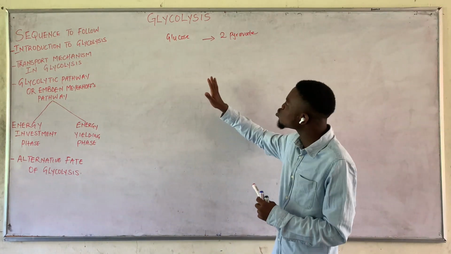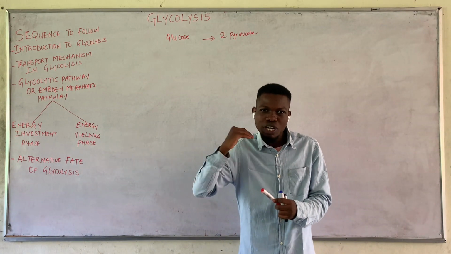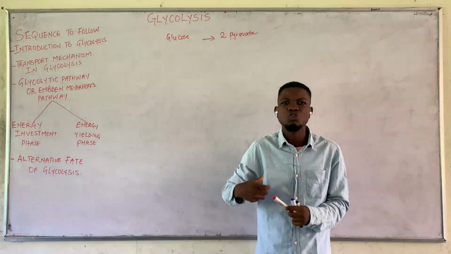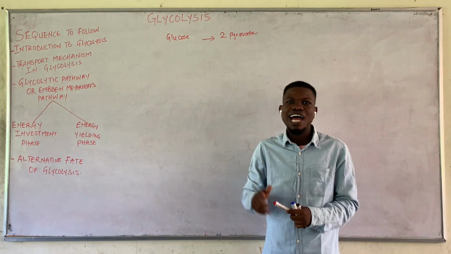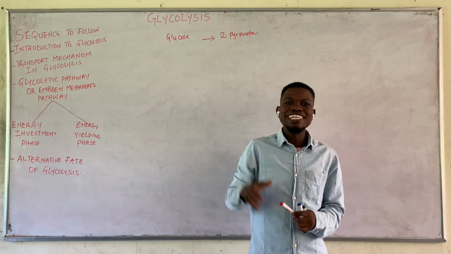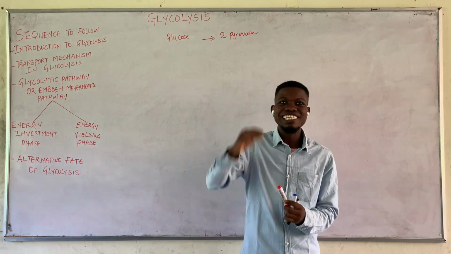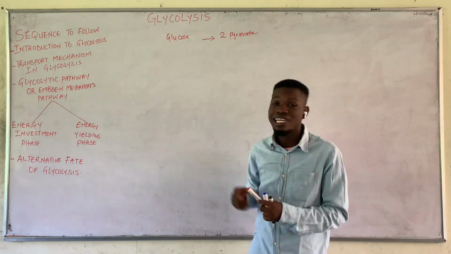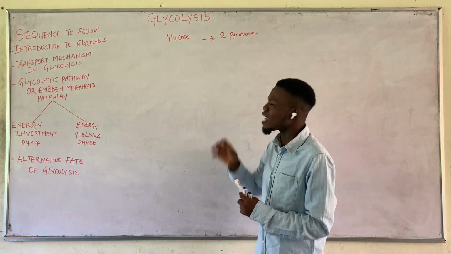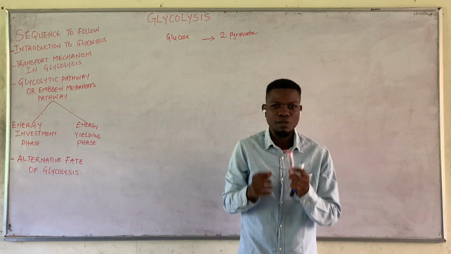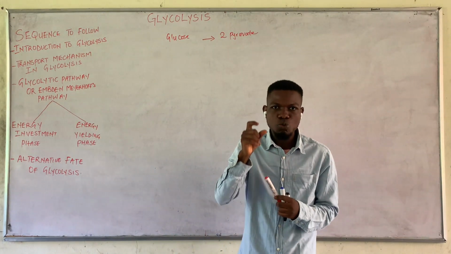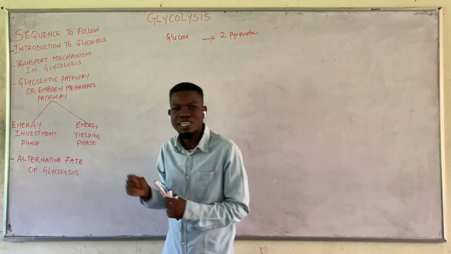So in glycolysis, we undergo the breakdown of glucose to 2-pyruvate coupled with the release of energy in the form of ATP. And I want you to know that glycolysis occurs in the cytoplasm, in the intracellular fluid, in the cytosol of all living cells. That is where glycolysis occurs. Now let's think of it. We already know that glucose is absorbed in the blood. This will lead me to my next sequence, which is the transport mechanism in glycolysis.